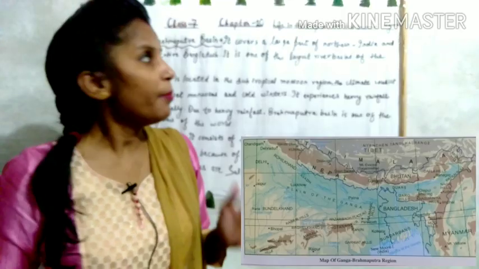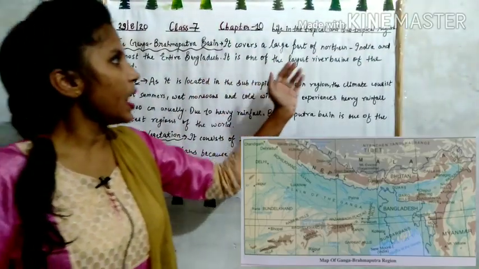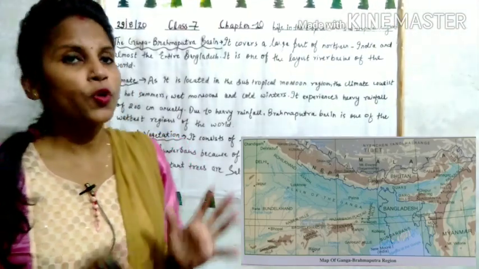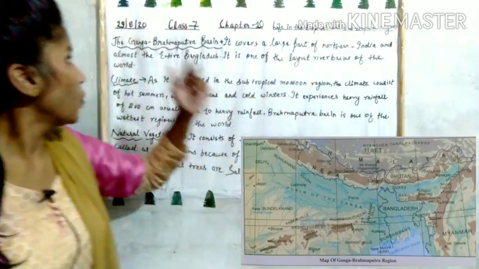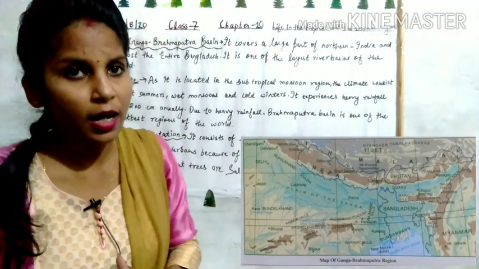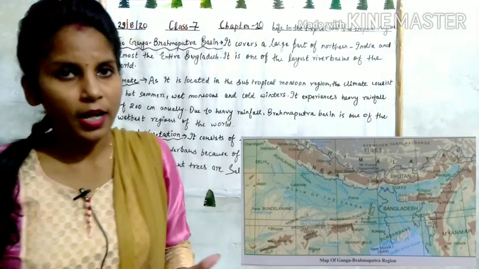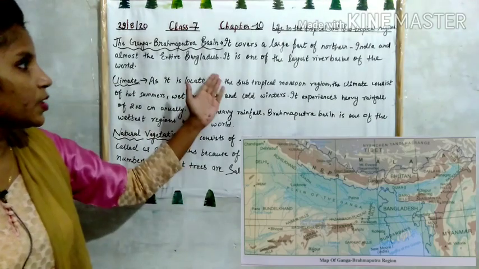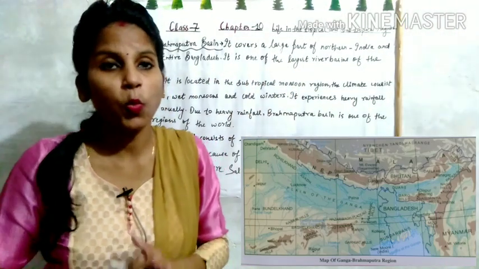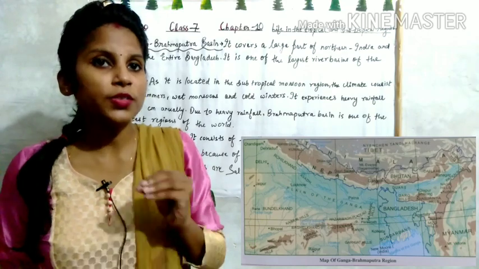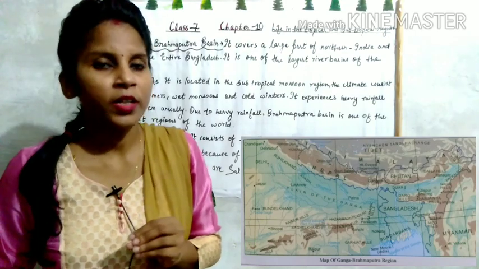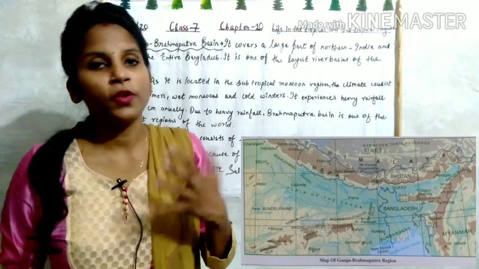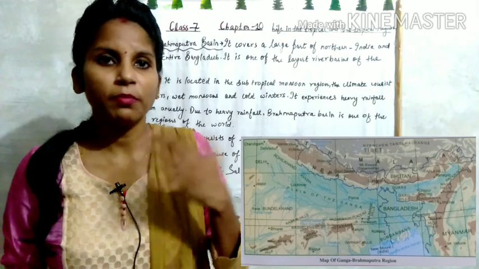Okay. Ganga Brahmaputra basin. It covers a large part of northern India and almost the entire Bangladesh. So जो हमारा सब ट्रॉपिकल रीजन है उसमें हमारा गंगा ब्रह्मपुत्र बेसिन आएगा, and it covers northern India and almost entire, पूरा का पूरा बांग्लादेश. Okay. It is one of the largest river basins of the world. So the subtropical region lies in the Indian subcontinent of northern India and some parts of Bangladesh.